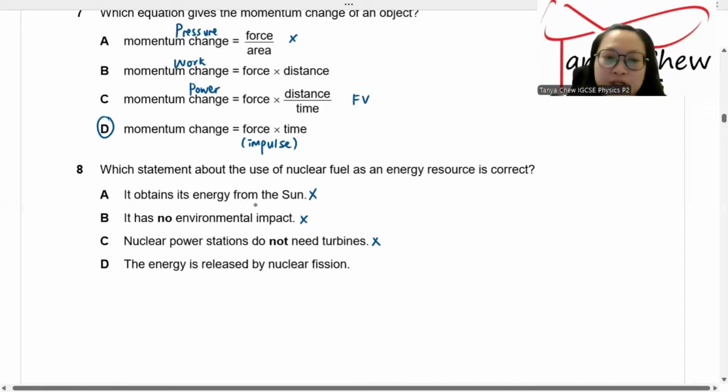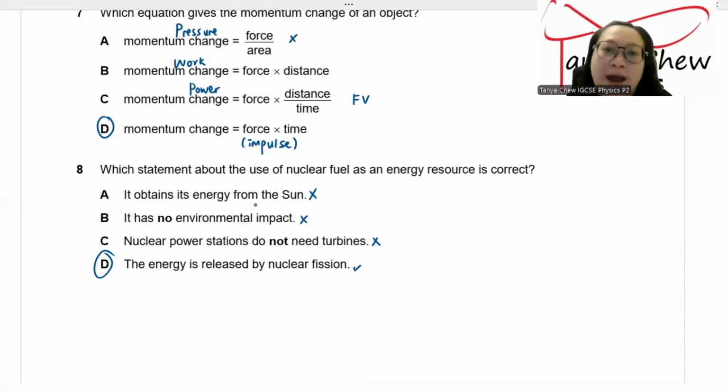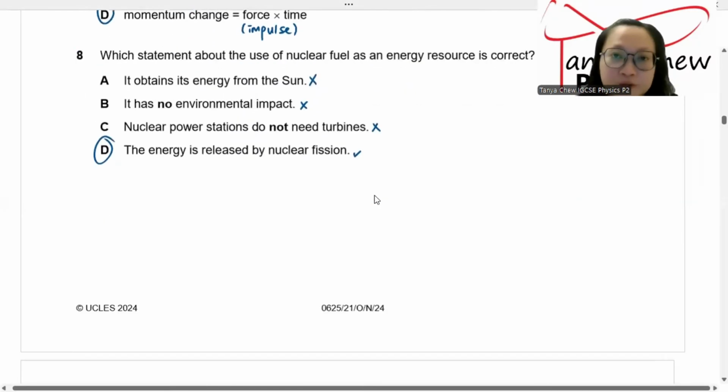D, the energy is released by nuclear fission. This is true. Nuclear fission means the splitting of very big, unstable radioactive nuclei to form smaller fragments and give out a large amount of energy plus neutrons.